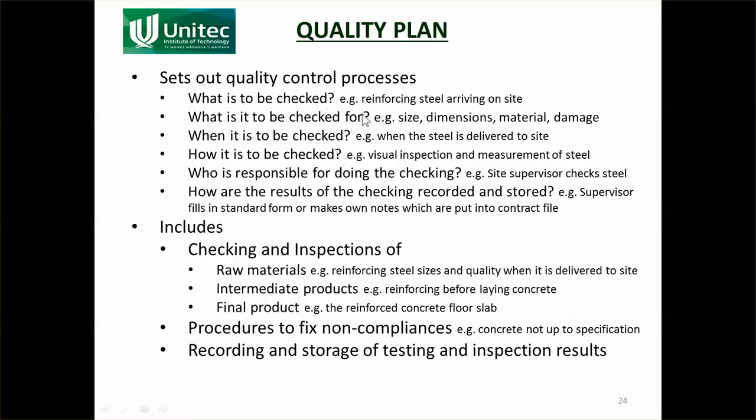So it sets out what the quality processes are, what's going to be checked, and what it is going to be checked for. So is it a pipe? We're going to check the material, we're going to check the dimensions of it. What are we checking for? You will be checking the material, you will be checking the size. How is it to be checked? When is it to be checked? So when the pipe arrives on site, that's a good time to check the dimensions while the truck's still there. Okay, how is it to be checked? If we're checking the dimensions of the pipe, the thickness of the pipe, we'll use a vernier or a ruler.